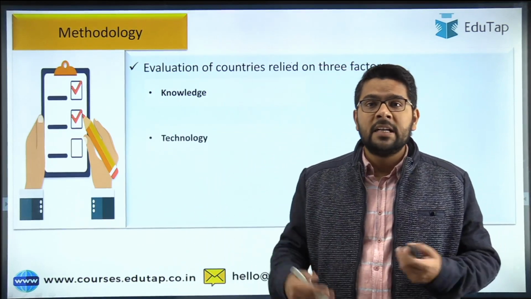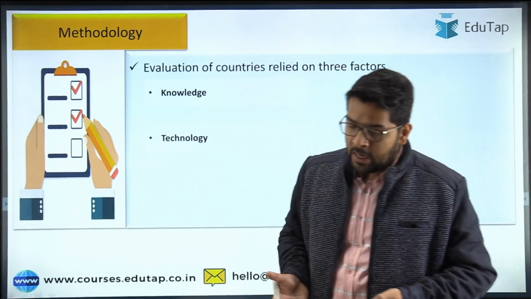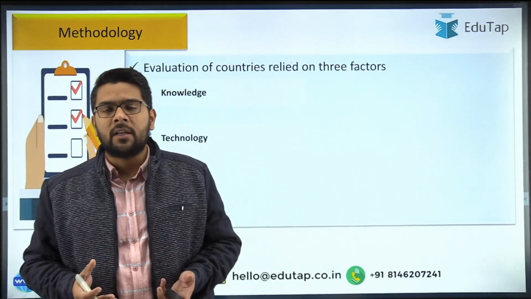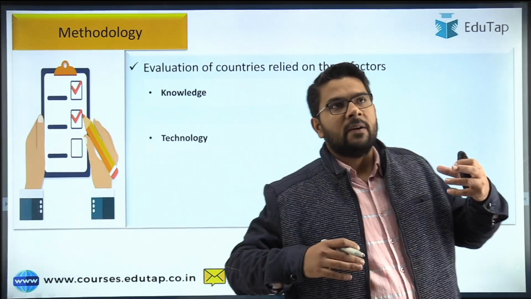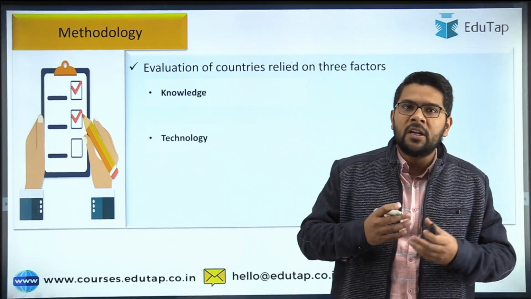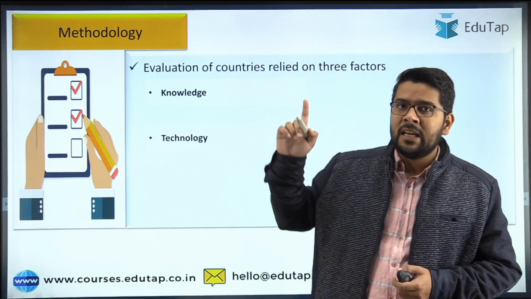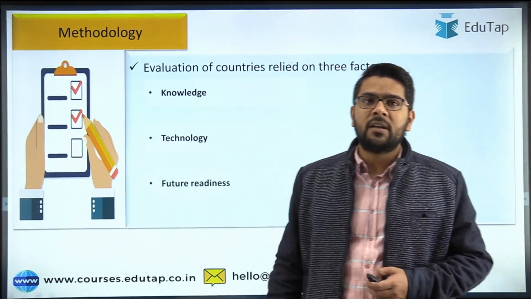Then coming to the second pillar, which is technology. What do you mean by technology? Technology is the capacity of a country to develop new innovations. So this parameter measures the ability of a country to explore new technologies. So the first parameter is knowledge, the second is technology, and the third is future readiness.